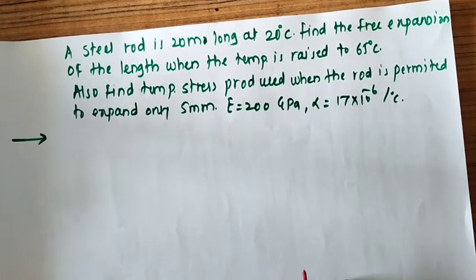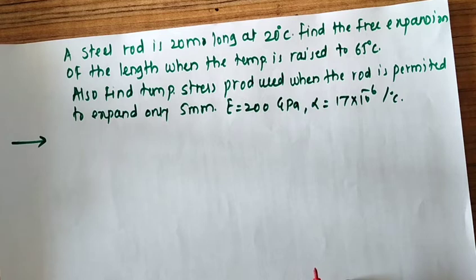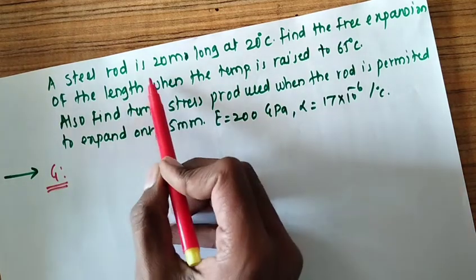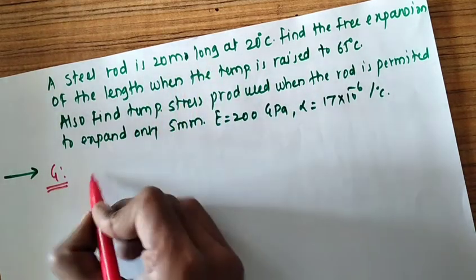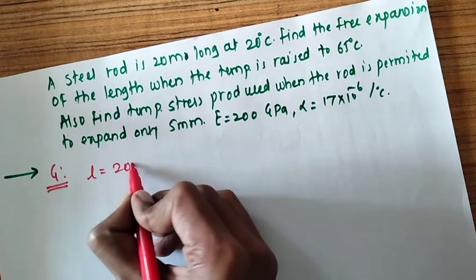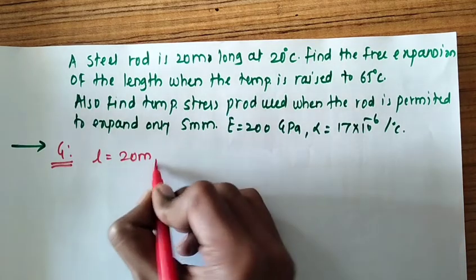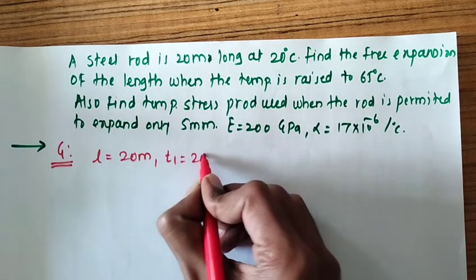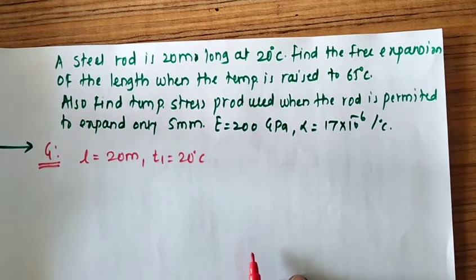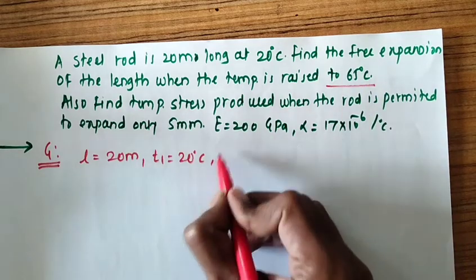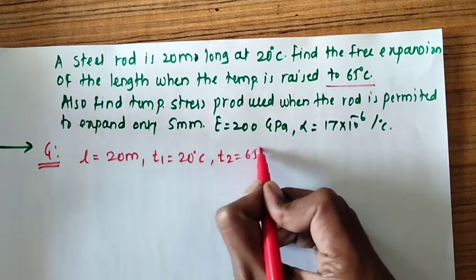We will solve one more numerical on the same concept of thermostress and strain. So let's say given data first. A steel rod 20 meter long. So length of the rod is given, it is 20 meter, at 20 degrees Celsius, initially T1 is equal to 20 degrees Celsius. Find free expansion of the length when temperature is raised to 65 degrees Celsius, means T2 is equal to 65 degrees Celsius.